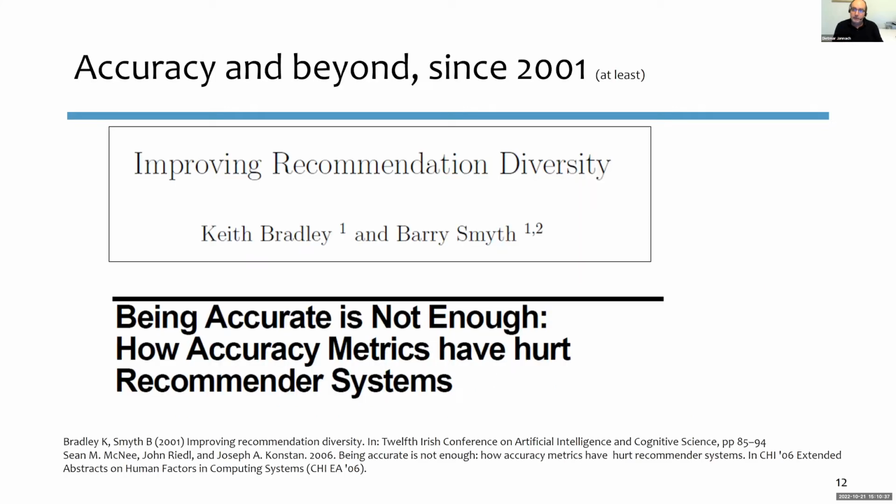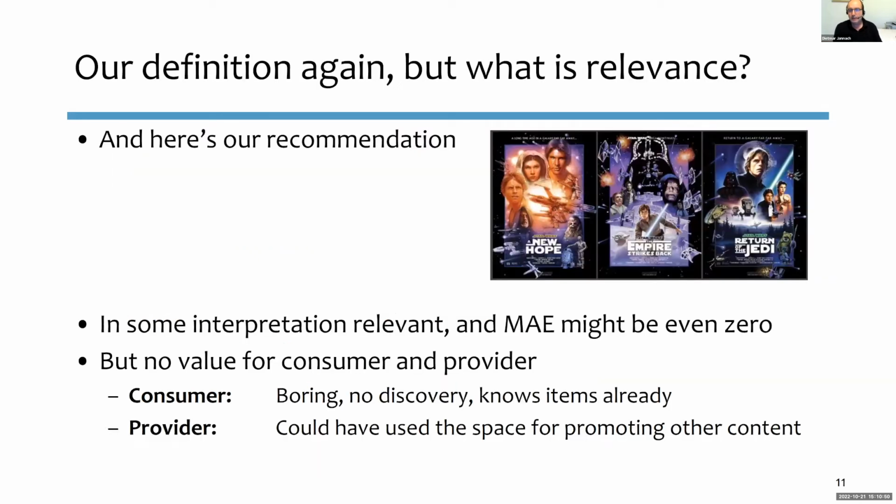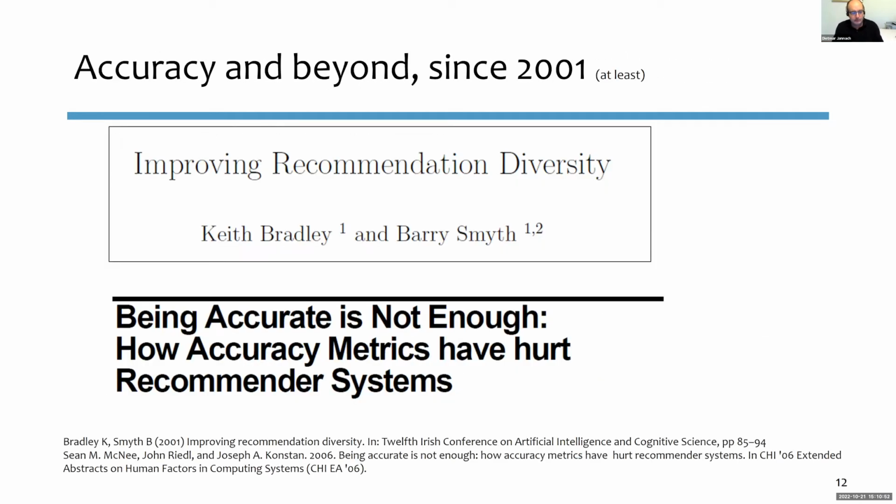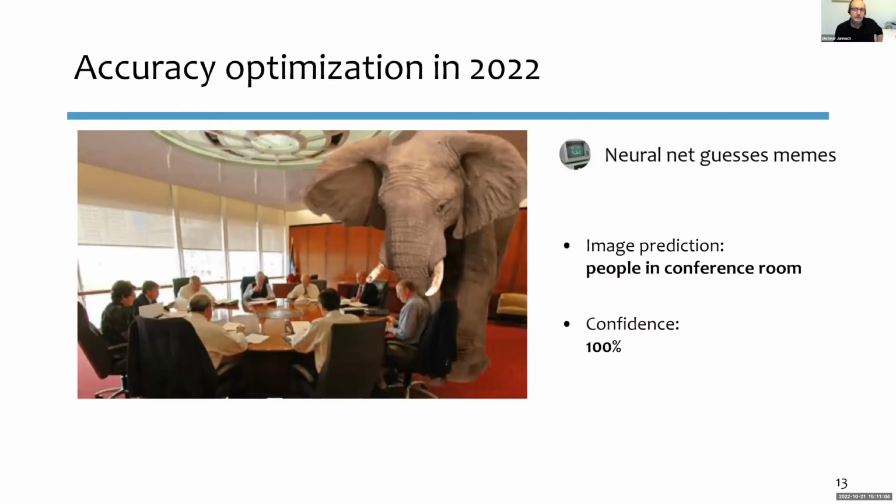And also, this is not new. The first one I found is from Barry Smith and Keith Bradley from 2001, where they proposed something to improve the diversity. This list, of course, is very non-diverse. There's also one later paper by the group of nice people: Being accurate is not enough. It's even bad for recommender systems research to optimize only for accuracy. So this is very well known, but still, if we look at what is being published today, there is, of course, work on these beyond-accuracy measures.